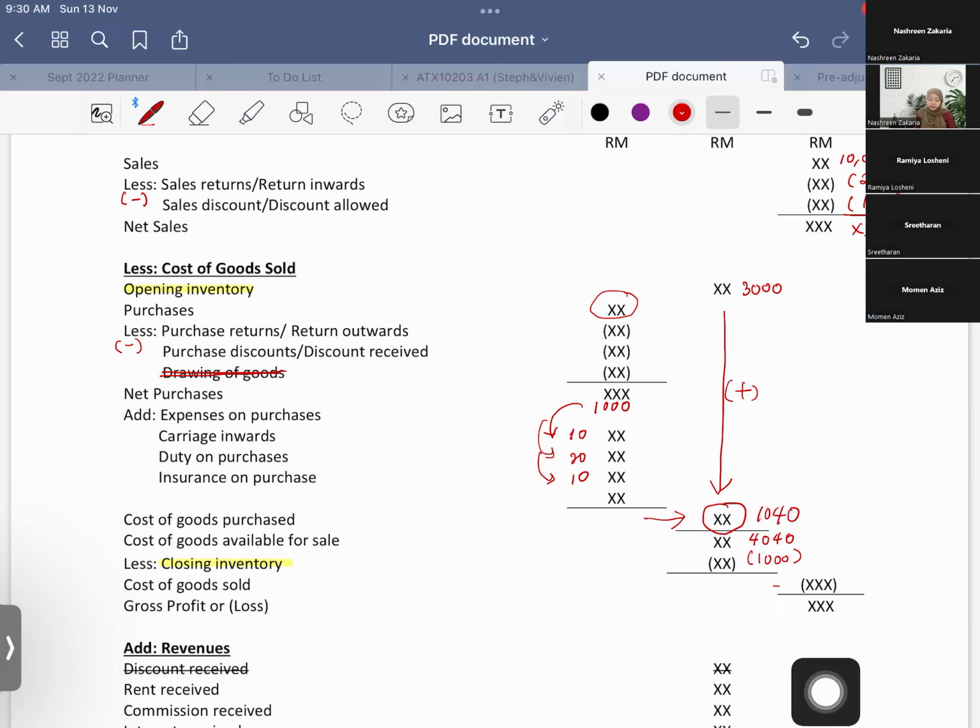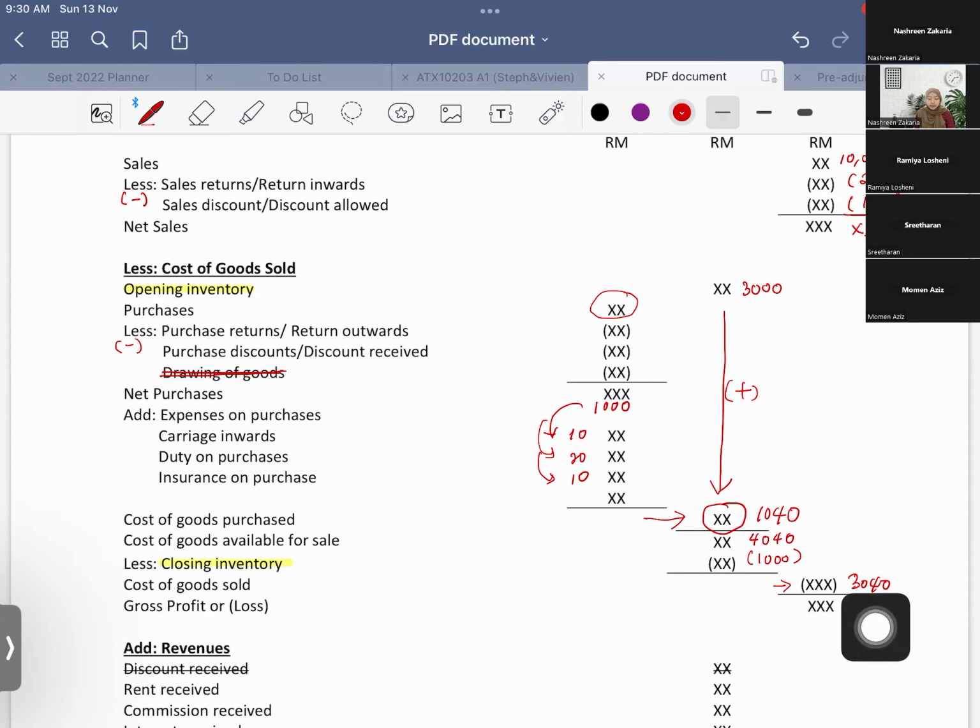Sini kan? Berapa? 3040. This is your COGS, cost of goods sold. 3040 ni. Kan?